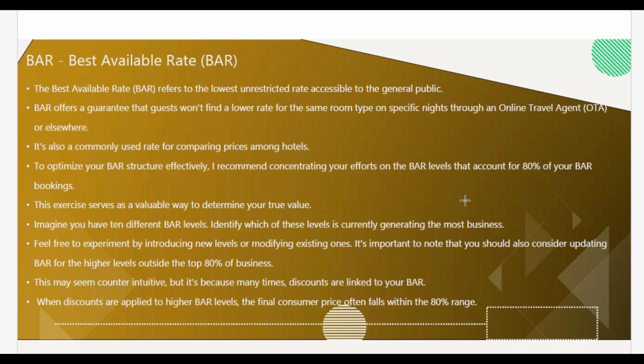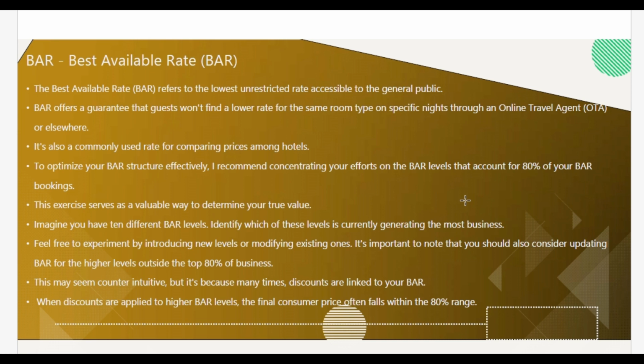It's also a commonly used rate for comparing prices amongst different hotels. To optimize your BAR structure effectively, I recommend concentrating your efforts on the BAR levels that account for 80% of your BAR bookings. So your main focus should be on the BAR levels which generate 80% of your business. So you put more effort into that and try to yield or optimize on those BAR levels. This exercise serves as a valuable way to determine your true value. Imagine you have 10 different BAR levels. Identify which of these levels is currently generating the most business. Feel free to experiment by introducing new levels or modifying existing ones.